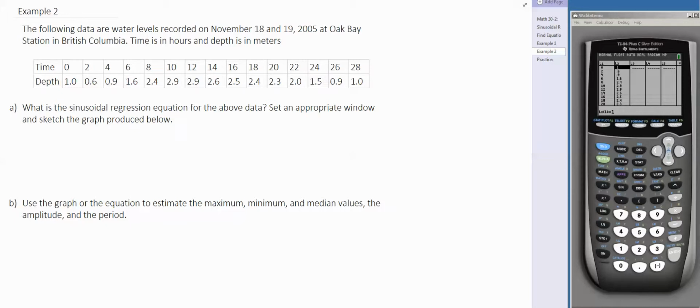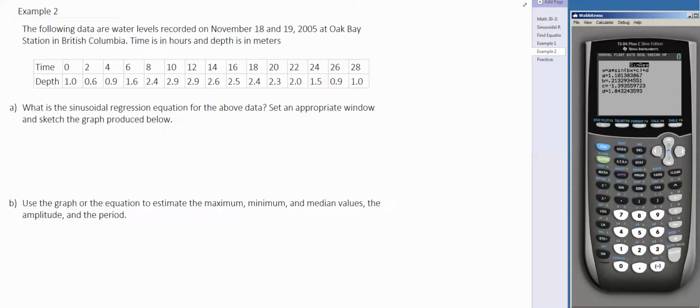So again, stat, over to calculate, arrow up to the sine regression, enter, enter, enter, enter. Put in your Y1 here, vars, over to function. I already have it in, so I'm not going to do that. Store it, get the equation to store it, and then calculate. And so we've got our equation.